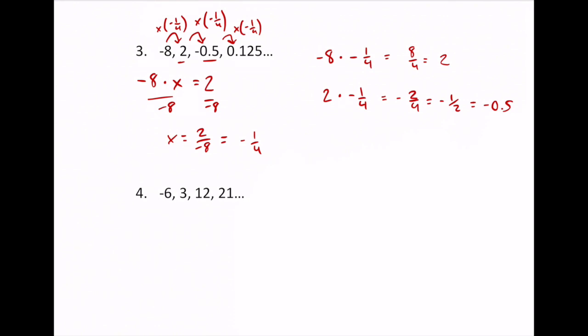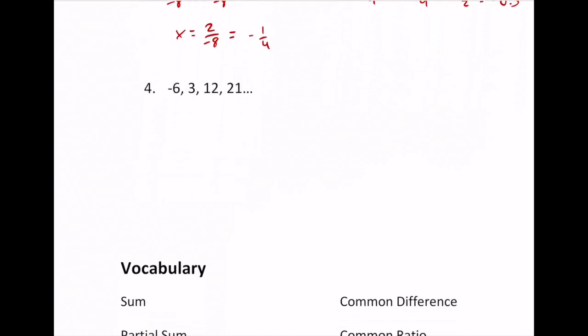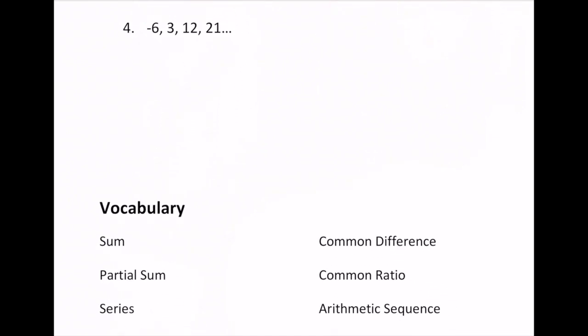Okay, so I'm always looking out for these types of patterns. You keep doing the same addition to get to the next number, or like in this case, we keep multiplying by the same number to get to the next number. Okay, number 4. How do I go from negative 6 to 3? Well, if I do negative 6 and I add some number I don't know, that will get me to 3.